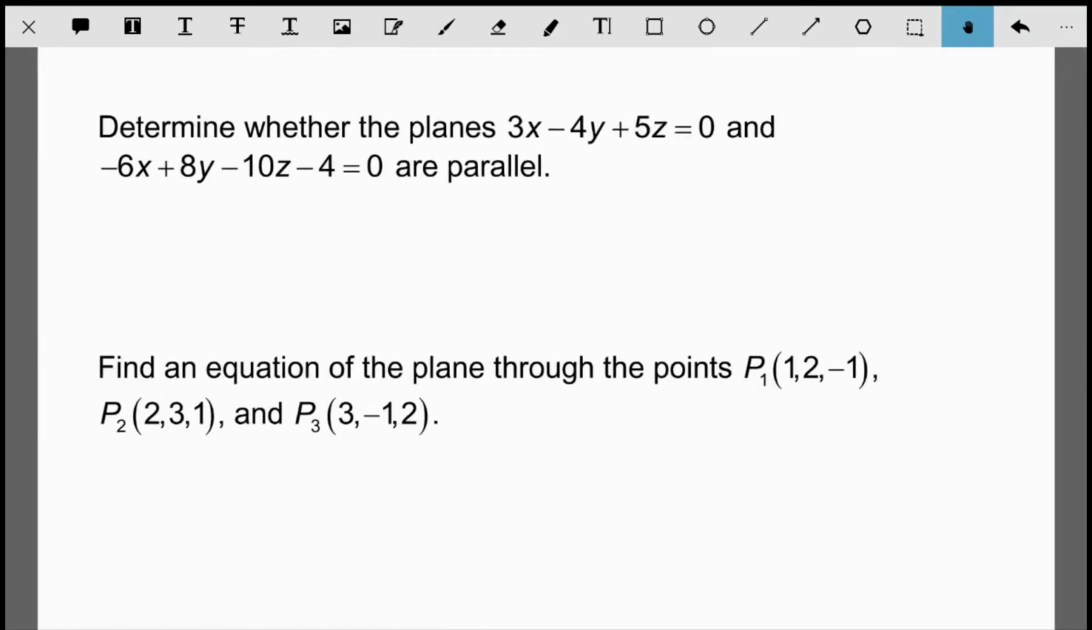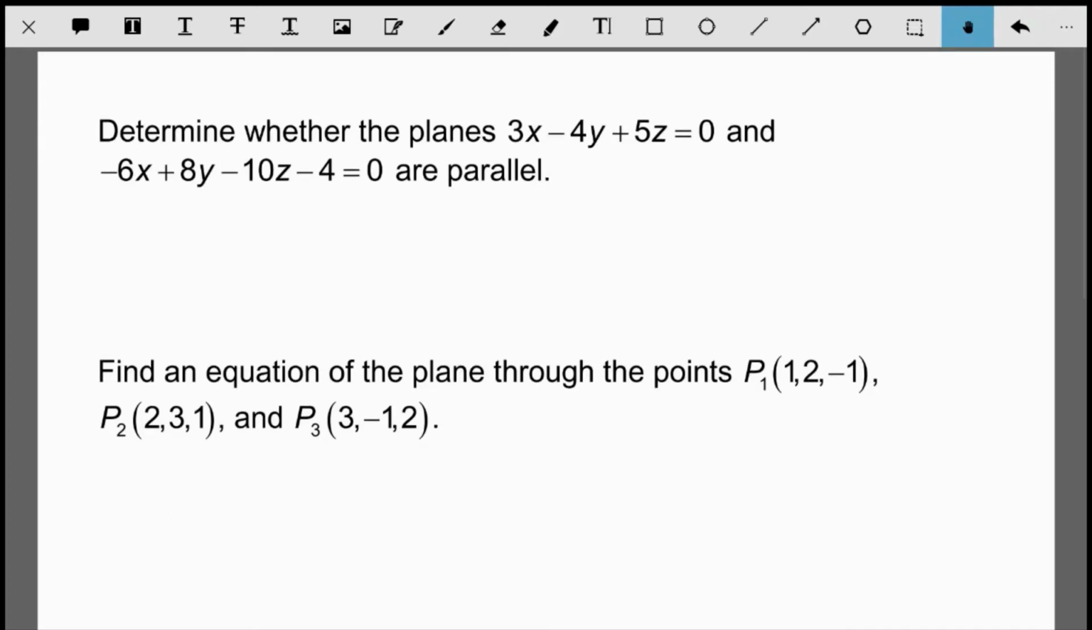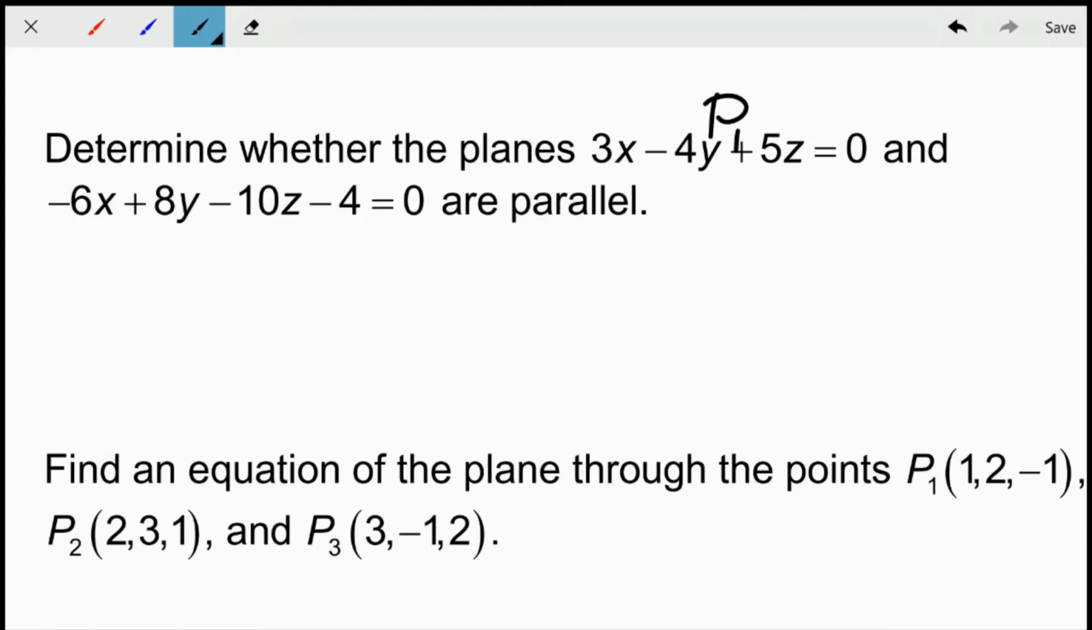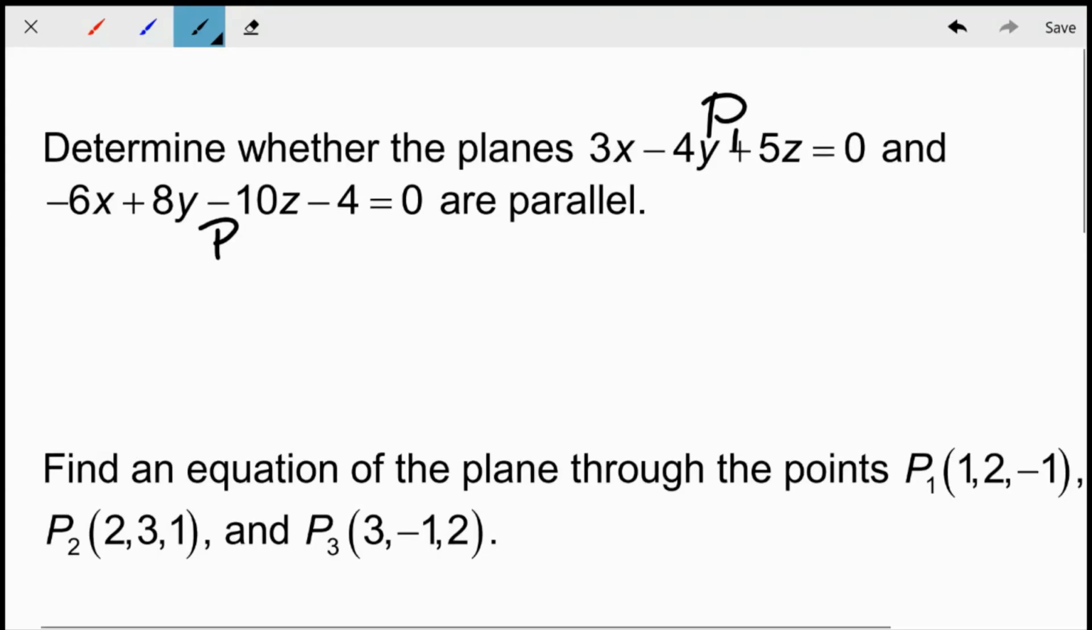All right, so let's look at this next question. It says, determine whether the planes 3x minus 4y plus 5z equals 0 and -6x plus 8y minus 10z minus 4 are parallel. Okay, so if these planes are parallel, we kind of want to be thinking about the fact that we know what the normal vector would look like for each plane, right? So what I'm going to do is I'm going to call this first one plane 1, and I'm going to call the second one plane 2.